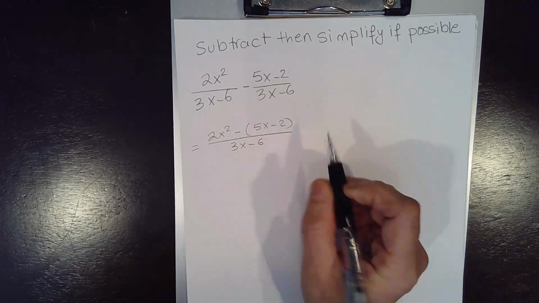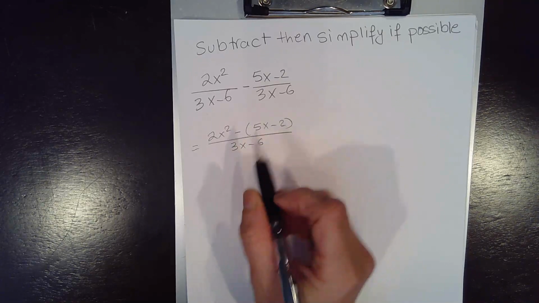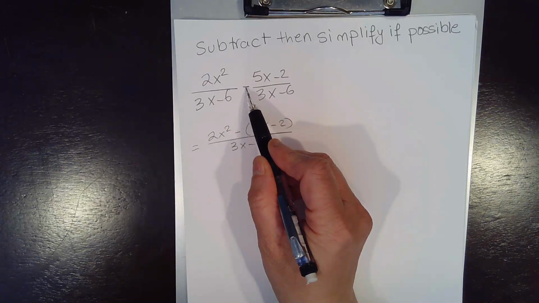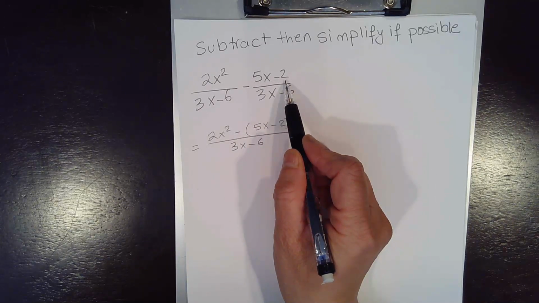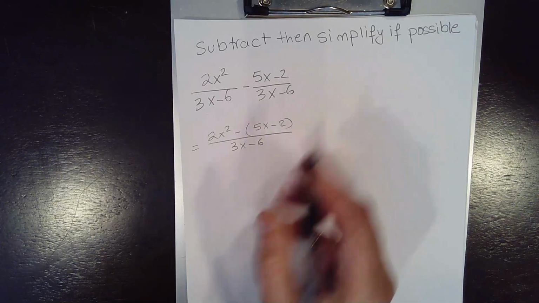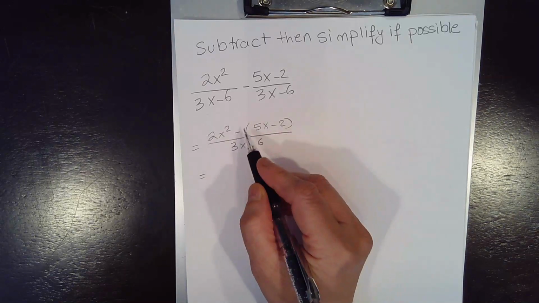Now, if you notice, I put parentheses behind the negative. It's because when I'm subtracting here, I'm subtracting 5x and negative 2. Okay, so make sure you have the parentheses, okay? So now we have to simplify. We have to distribute the negative.